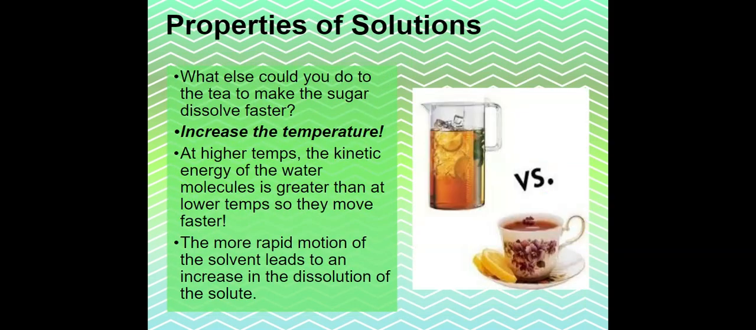Another thing you could do to increase the dissolving of your solute is to increase the temperature. So hot versus cold. There's your iced tea versus your hot tea. At a high temperature, you have high kinetic energy, and if you have high kinetic energy, that means your particles are moving faster, which means they're going to dissolve faster. So if you want to make something dissolve faster, heat it up. Increase the temperature. You're going to increase the kinetic energy by doing that, and that makes it dissolve faster.